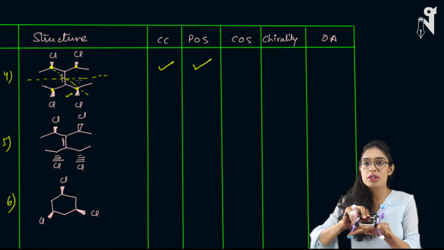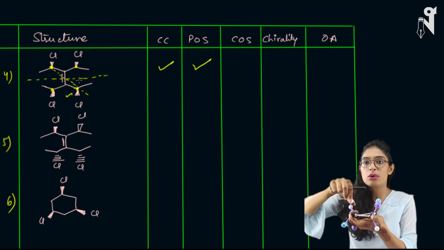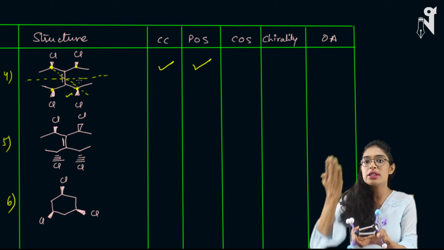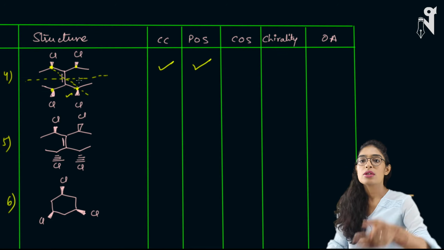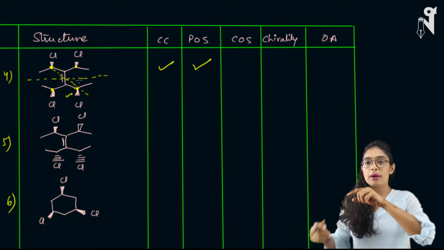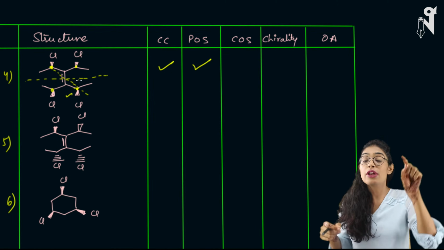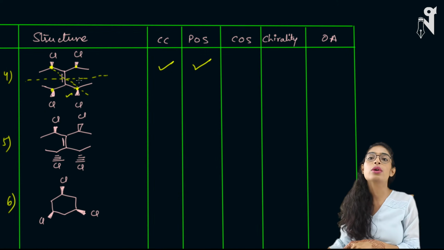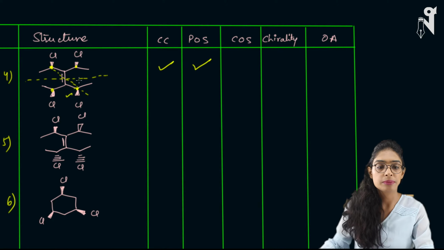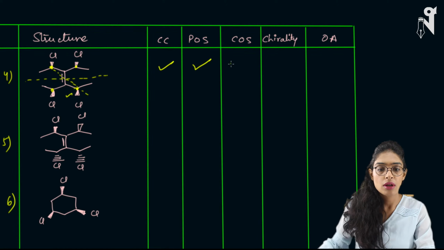So basically it's like this. Obviously not the right example, but let's assume this is chlorine 1, 2, 3, 4. All the chlorines are towards the viewer. So when you try to draw a line between one chlorine and another chlorine, that is not passing through the center, and if you pass a line through the center, you're not getting chlorine in the opposite direction. So no COS. Chirality, no. Optical activity, no.